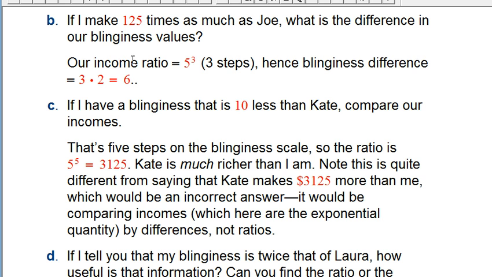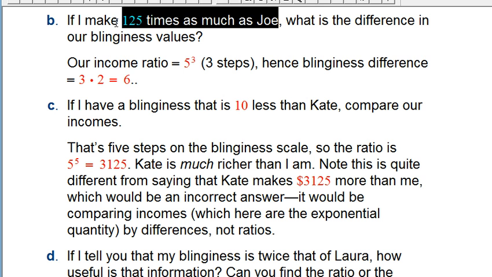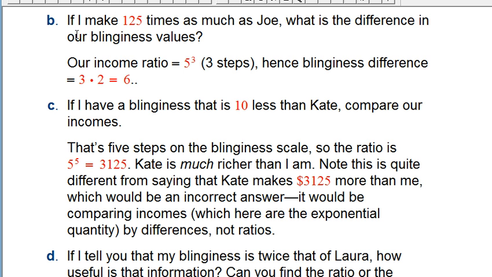Okay, if I make 125 times as much as Joe, big ratio, but these happen in real life, what is the difference in our blinginess values? Okay, so the ratio is 5 to the third. That's what's special about 125 here. And that's 3 fundamental steps. And so it's like I took Joe's income and I multiplied it by 5 3 times. So that turns out to add 2 to the blinginess 3 times. So in other words, we're going to get a blinginess difference of 6.